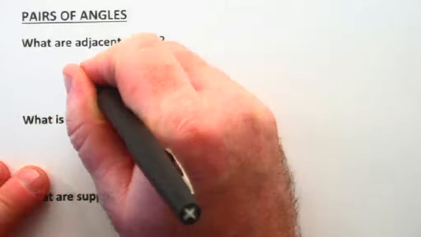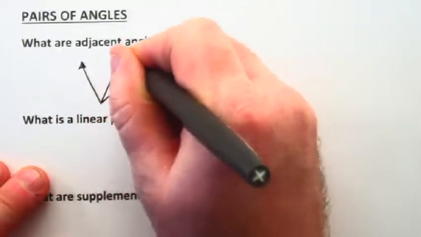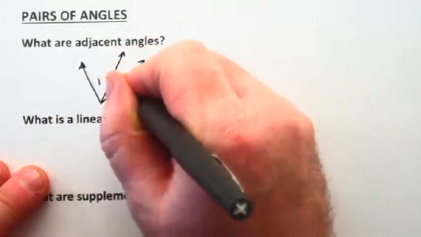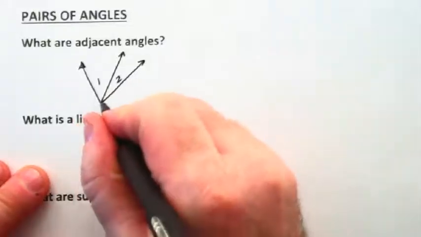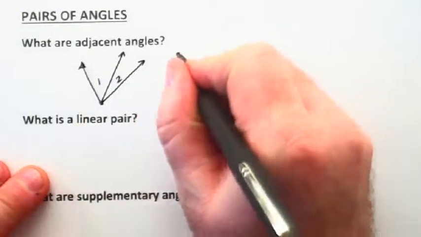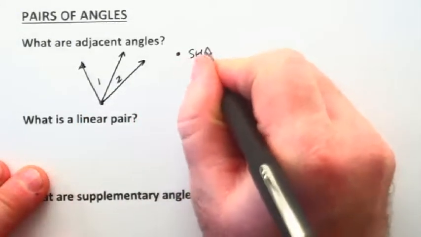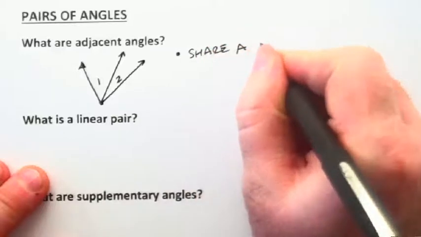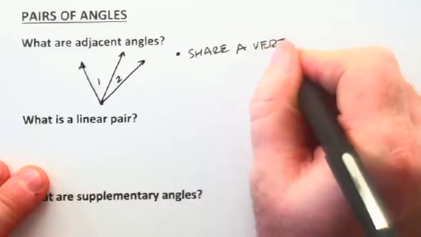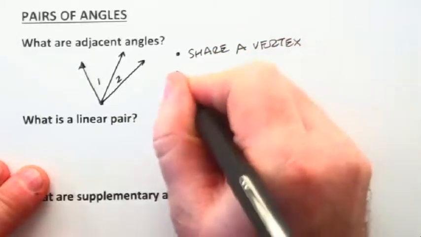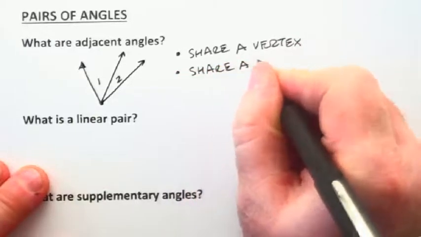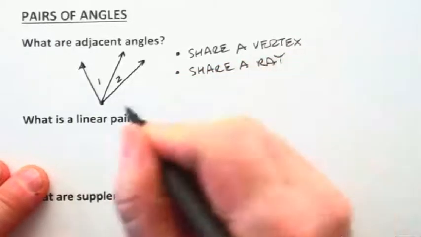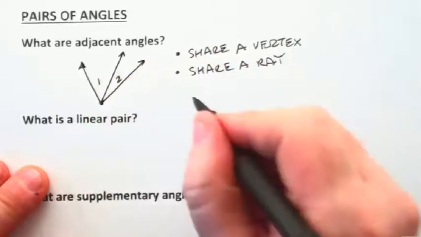Now, let me just draw two adjacent angles, and the visual might help us out a little bit here. Angle 1 here and angle 2 are adjacent. Now what makes them adjacent is, first of all, that they must share a vertex. The second thing they must do is they must share a ray, and they do. Notice they share this ray here.